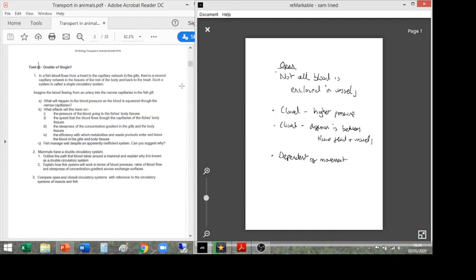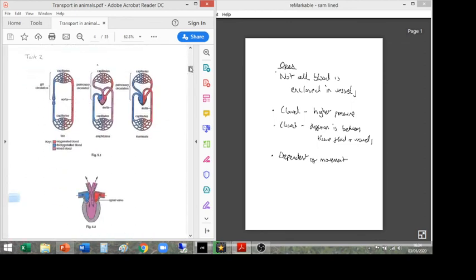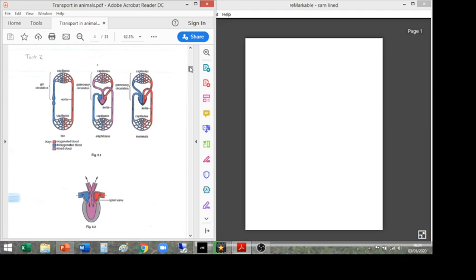Okie dokie. Last bit. Now, this is something I am setting, but it does not have to be done now, because even if it is done now, with the amount of marking I have to do over the next couple of weeks, you got no chance of it getting marked instantly. And it is task 2. Task 2 is, it's only a couple of years old, 2-3 years old, AS question. And it was beautiful. It's a beautiful question. I absolutely love it.